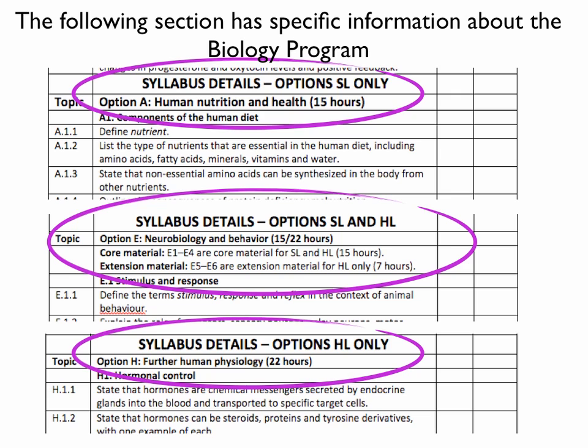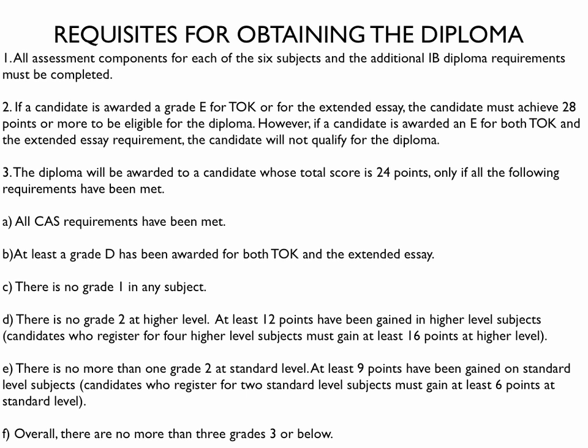Okay? And also there are some options that are for higher level students only, like option H, further human physiology. This especially goes to those students that are going to study medicine and biology related fields. Okay? So most likely, depending on how this year goes, and because you are going to be mixed in a class of standard level and higher level, most likely we are going to do the options that are for standard level and higher level, so that you can do most of it together, and then the higher level students are going to do the higher level material on their own, on their higher level periods.